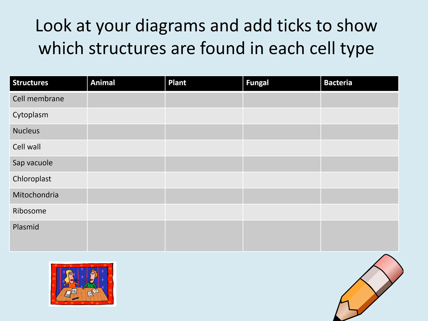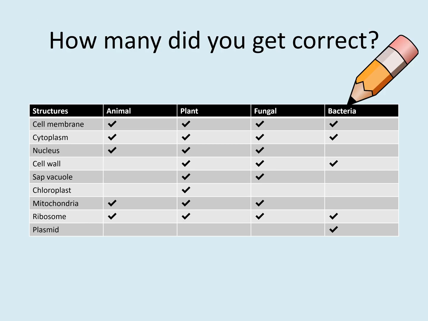So for example, if you've got an animal cell and it has a cell membrane, you would put a tick in this box here, and so on. So you should try and do this for all of your different cell types and see what you remember, and pause the video before I give you the answers. So these are the answers that you should have got.